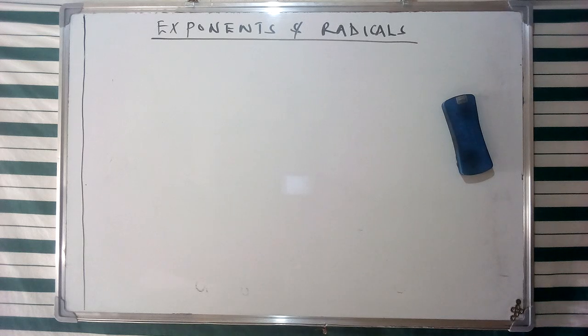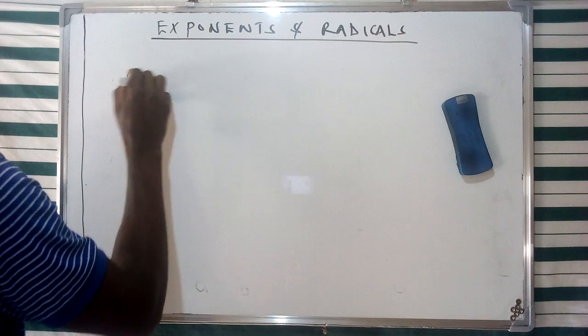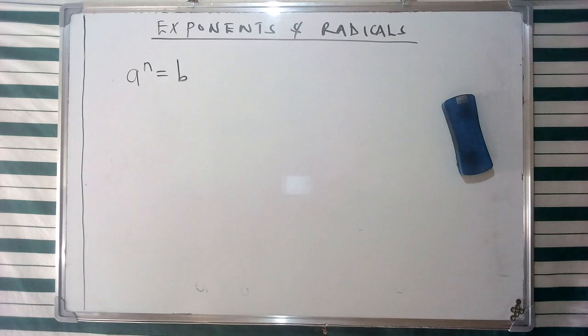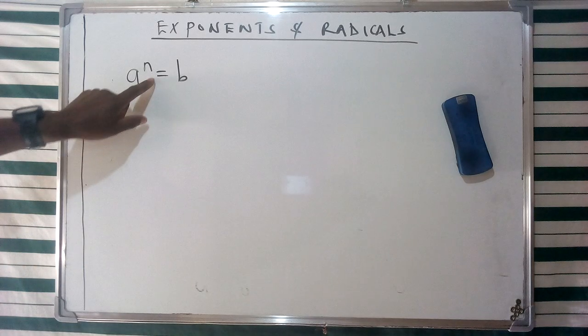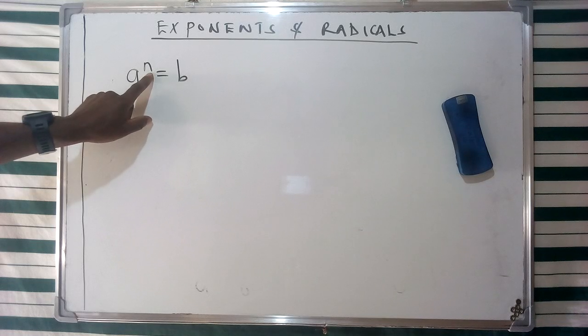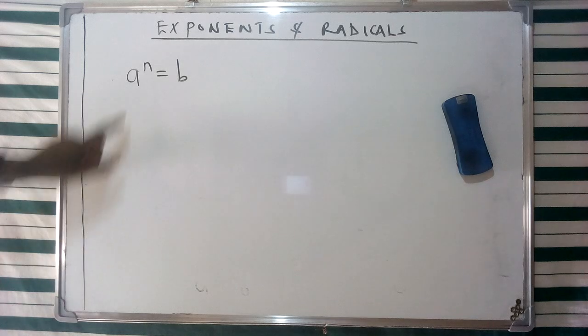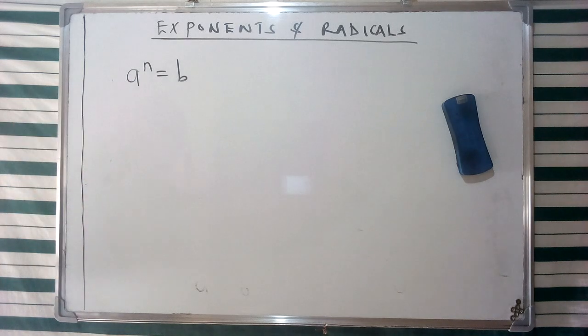So I've got an expression, or an equation, of the form a raised to the power of n is equivalent to a particular value b. In this case, we have seen that the base a is raised a number of times, which is a positive integral exponent, in order to find the number b. So this is a base, and this is a positive integral exponent.